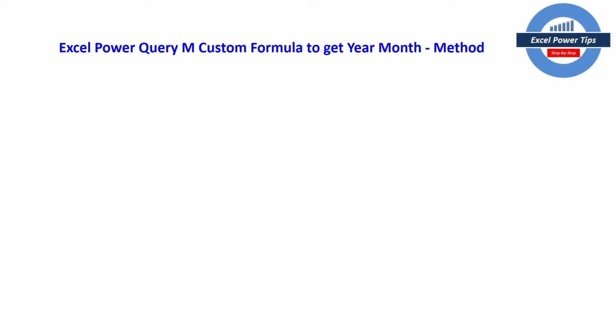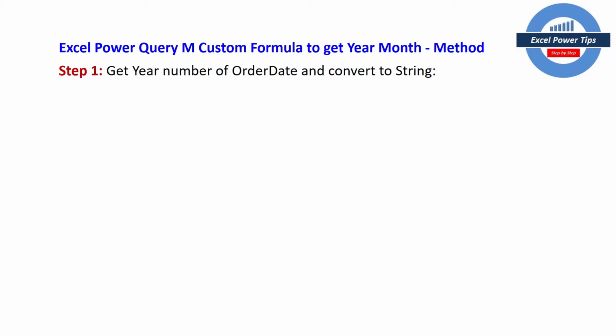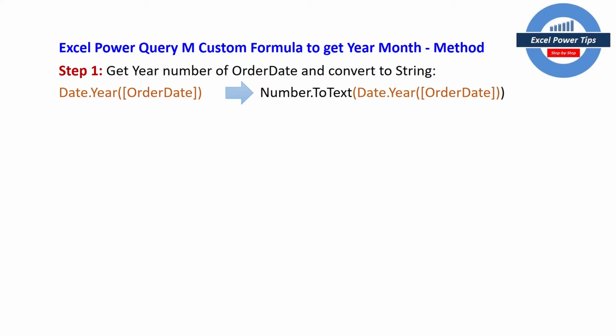Power Query in Excel uses its own formula language called M when you want to add custom columns and also to manipulate data within Power Query. And here are the steps to create the year-month custom column. The first step is to get the year number of the order date field and then convert it to string. To get the year number of the order date, use the Date.Year function, and the order date is the argument. Then you wrap that around with the Number.ToText function.